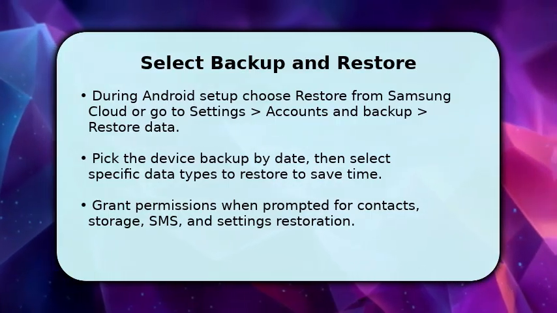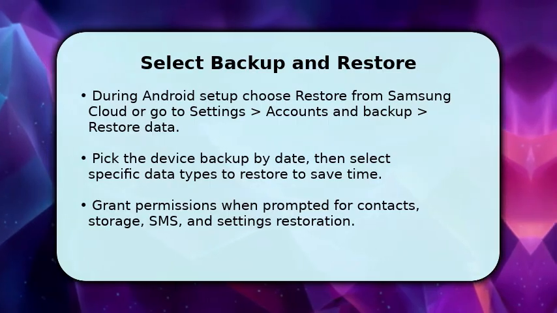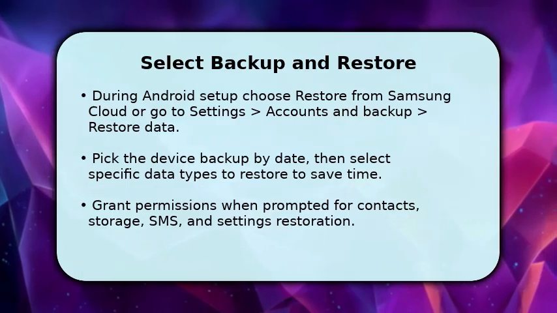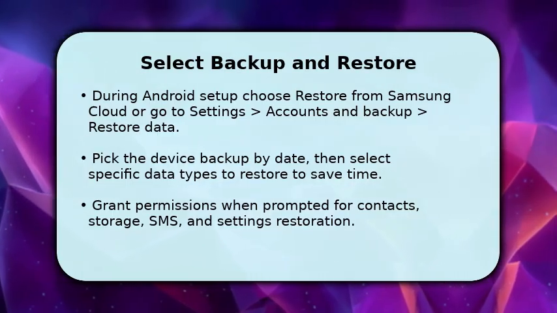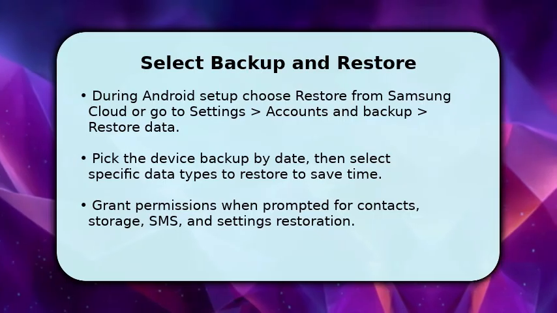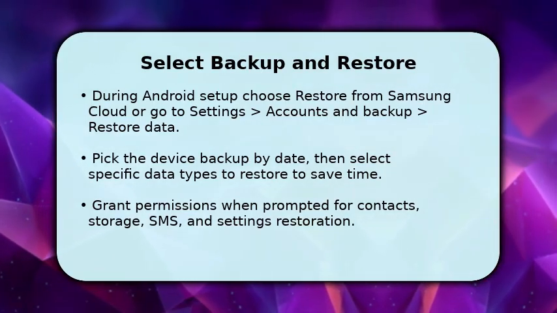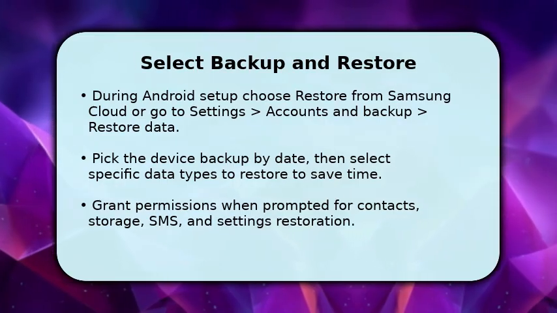Select the backup by the correct date and then tap individual items, apps, photos, messages, settings, so you restore only what you need. Grant each permission when prompted so the system can write restored data to the correct apps and storage. The phone will queue app downloads and begin transferring cloud data.